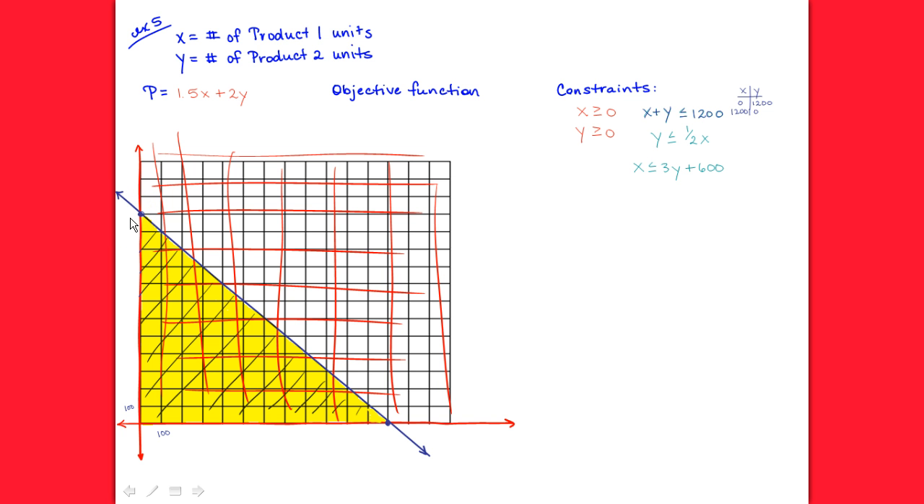I'm going to use a straight edge, be as precise as I possibly can be. I pick a test point to see which way to shade, and I pick 0, 0. So when I plug that in, I get 0 plus 0 is less than 1,200. That's true, so that lets me know to shade down below. So you can see our shading down below. So right now, our region of feasible solutions is that highlighted triangle.